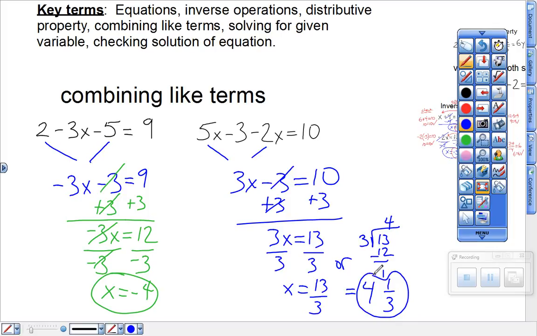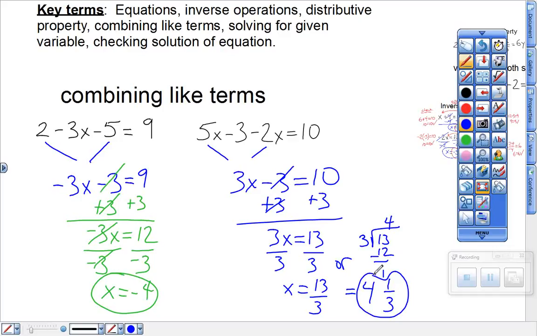So for these problems, I combined 2 and -5 to get -3. I made sure I brought down the -3 when I started solving the equation, that -3 with a 3x. My inverse operations, I'm adding 3 to both sides, opposite of subtracting 3. My last step is to divide by -3. Remember, -3x, that's -3 times x, so the opposite is dividing by -3.